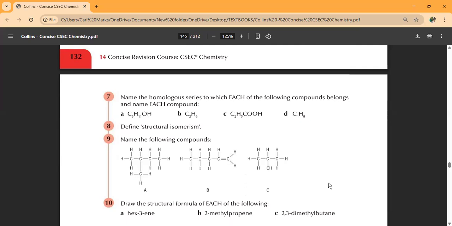I hope you all can remember the prefixes, your homologous series, and that you number the carbons on which your branches are. And you also need to indicate where your double bonds are too.